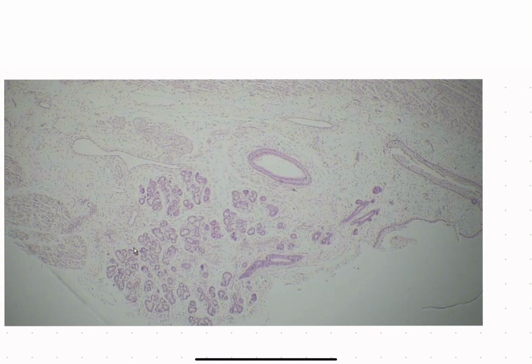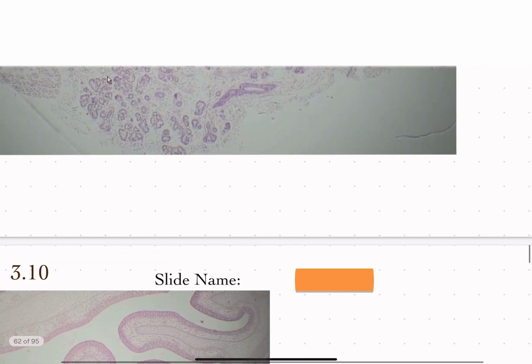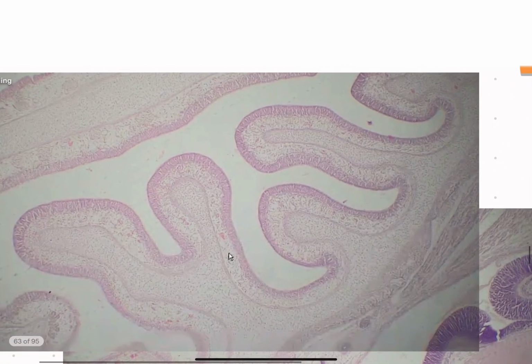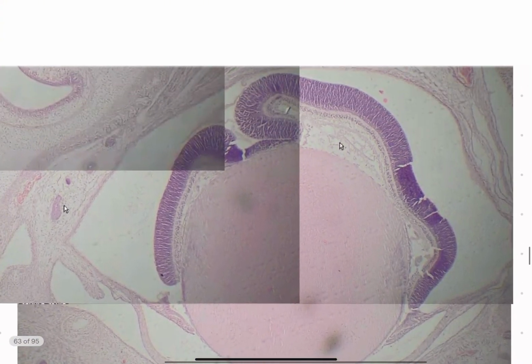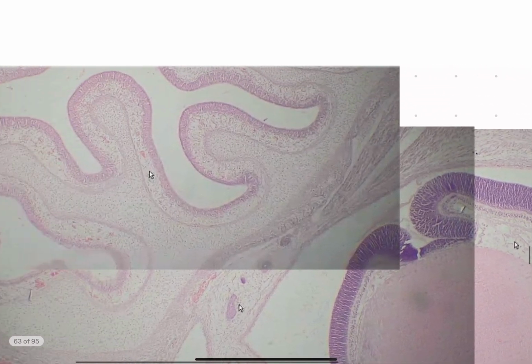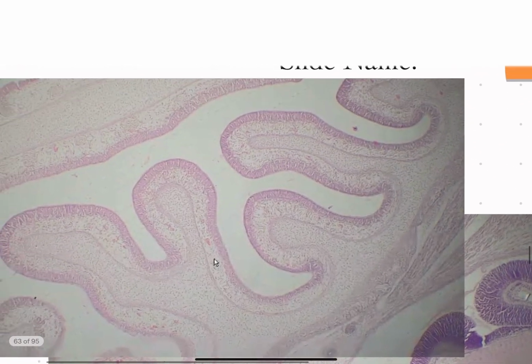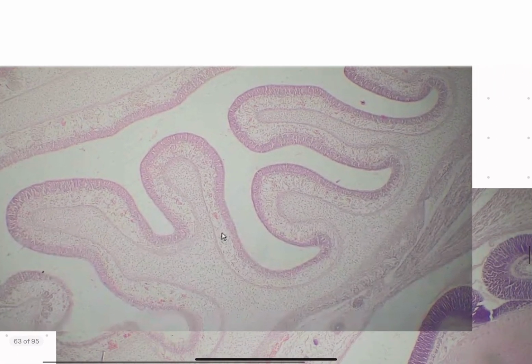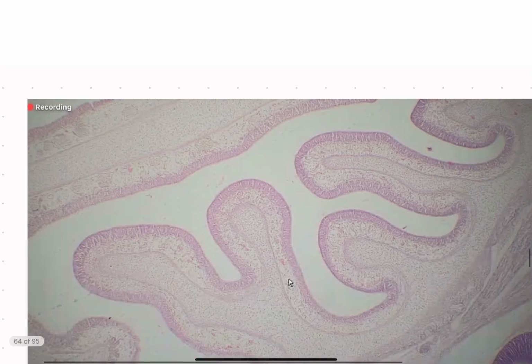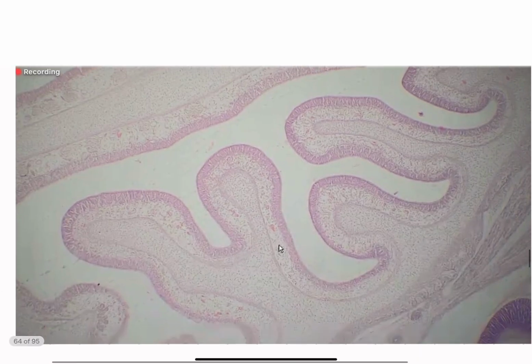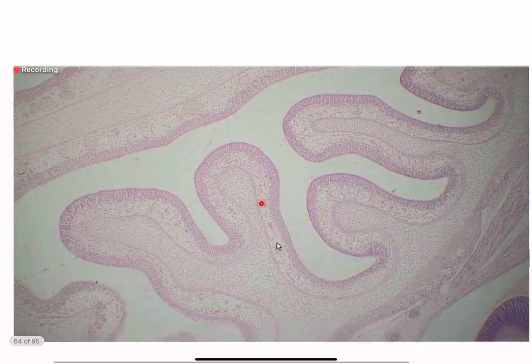Right. Now for the final slide of this test. This is what it looks like. Going back to that area we saw at first though, zooming in, see this. So write down the structure name for this structure.